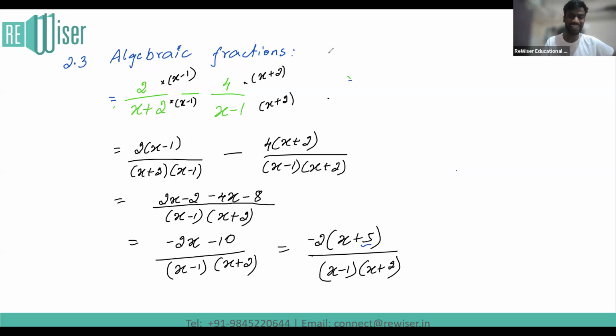And next comes indices. So in indices, the rules are something that you should be aware of. The rules go something like this. The law of indices goes something like this. So you have this a power 0. My bad, indices: a power 0 is going to be always 1. Then whenever we have a power 1, anything to the power of 1 is going to be a itself.